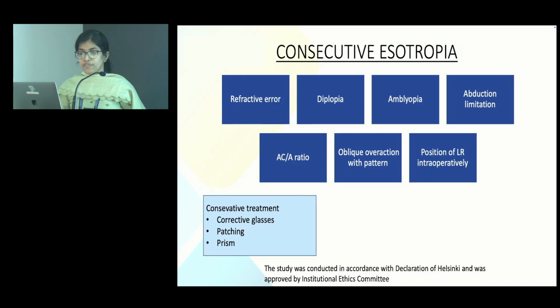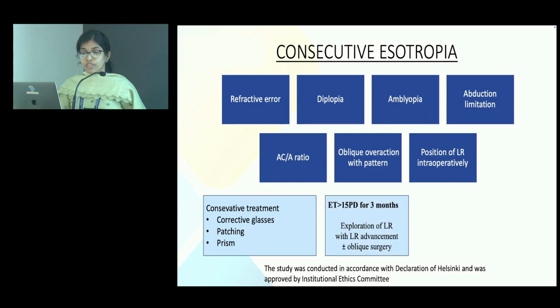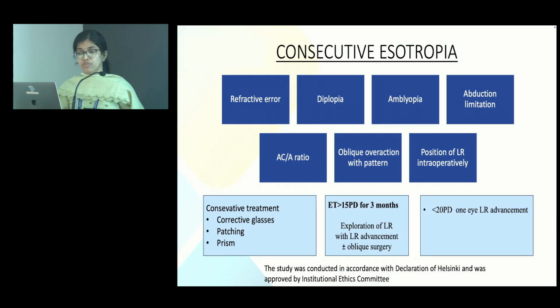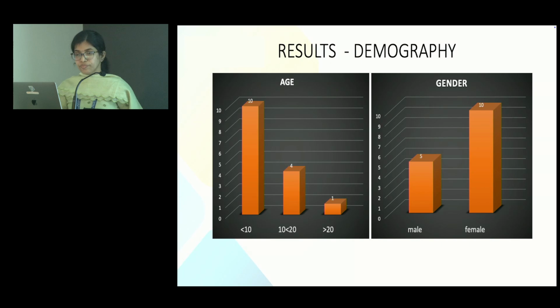All patients were given conservative management, and if the esotropia persisted more than 3 months with more than 15 prism diopter, we went ahead with the surgical management. If the angle of deviation was less than 20 prism diopter, we did only one lateral rectus advancement, and if it was more than 20 to 25, we did either bilateral LR advancement or unilateral LR advancement with MR recession, depending upon the distance near disparity.